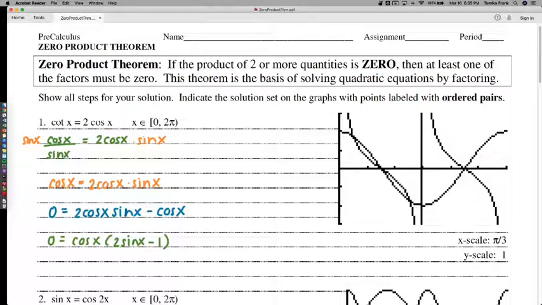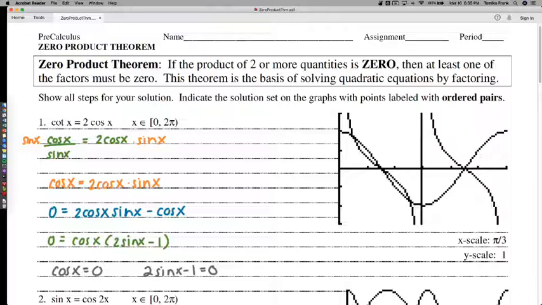All right, and so what happens now is we've got two factors. We've got the cosine of x and then 2 sine x minus 1. And using that zero product theorem, we can say the following: either the cosine of x has to equal 0, or 2 sine of x minus 1 has to equal 0. And from there, we can find the principal values, and we can start setting up those general solution equations, and then looking into the solutions between 0 and 2 pi.